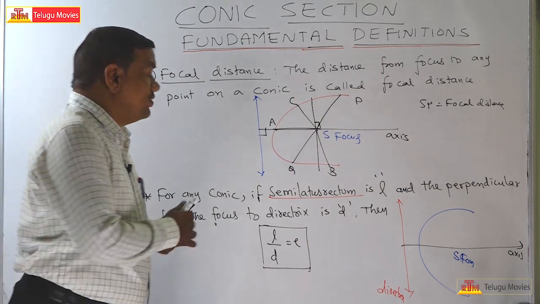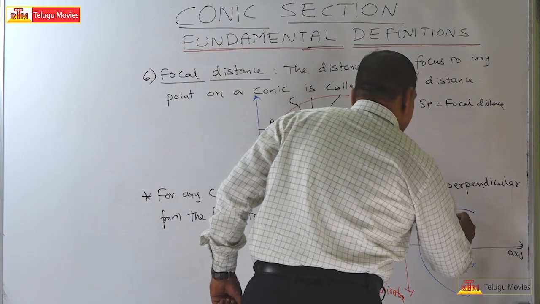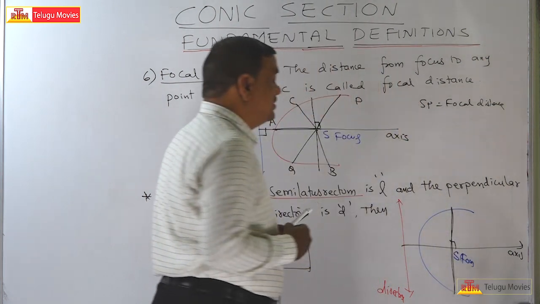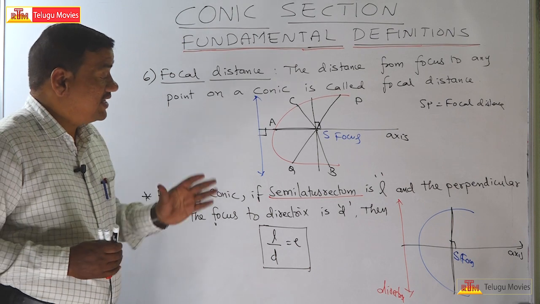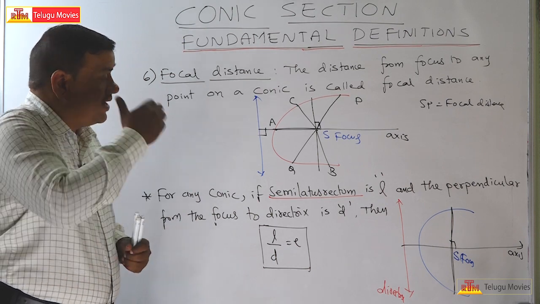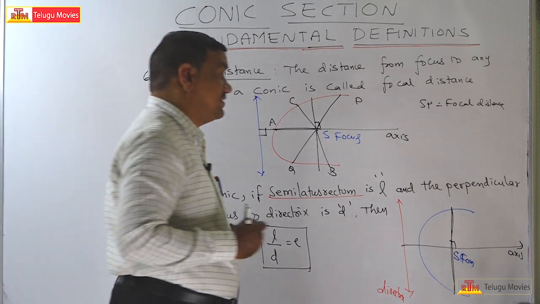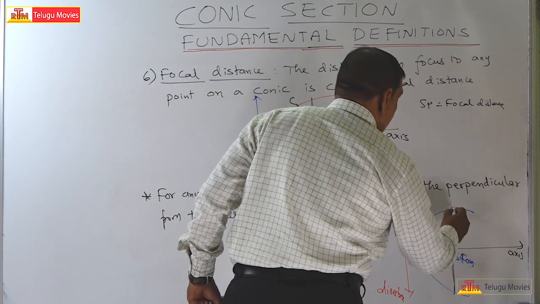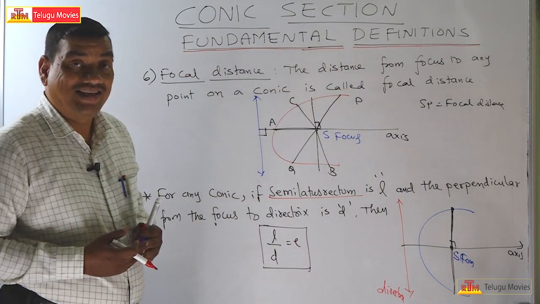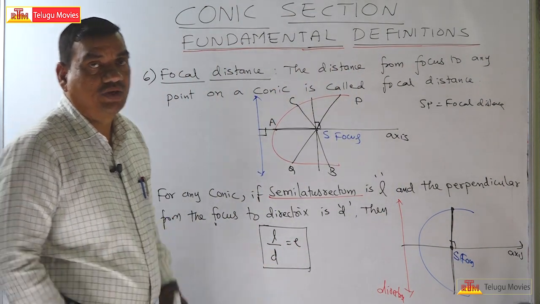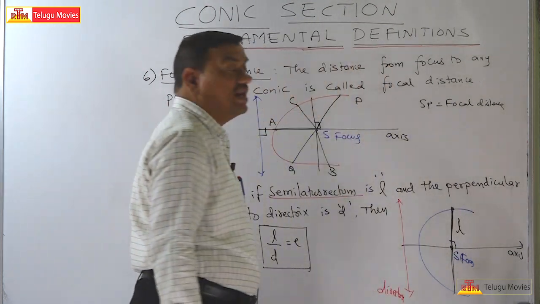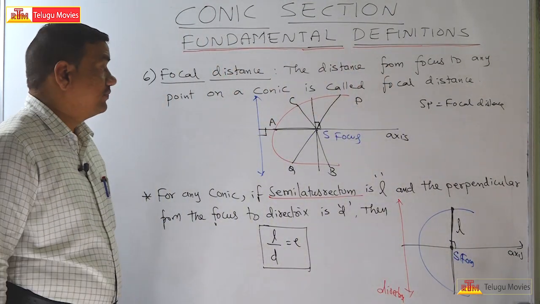Now take a latus rectum. This is the latus rectum. It passes through the focus S and is perpendicular to the axis. The semi-latus rectum means half of the latus rectum, whatever may be the length. Let this length be L. The semi-latus rectum length is L.